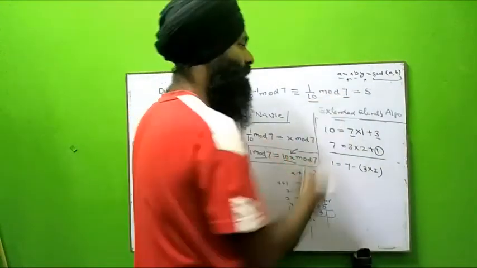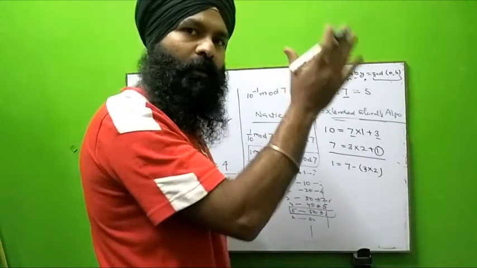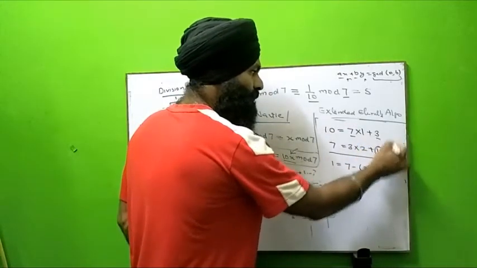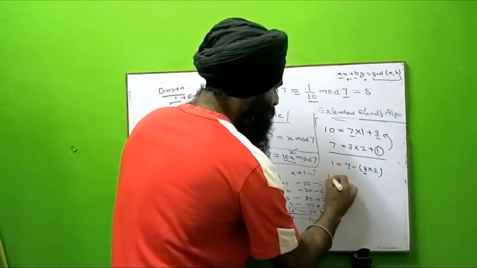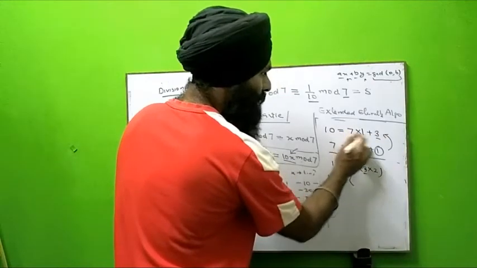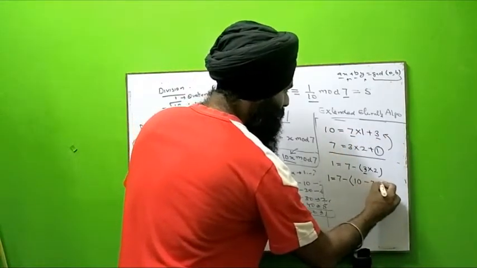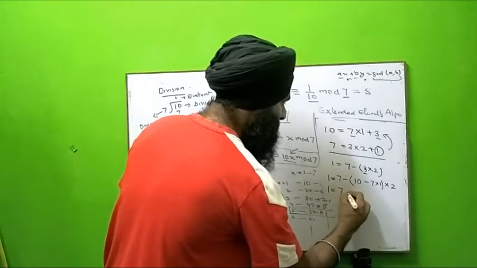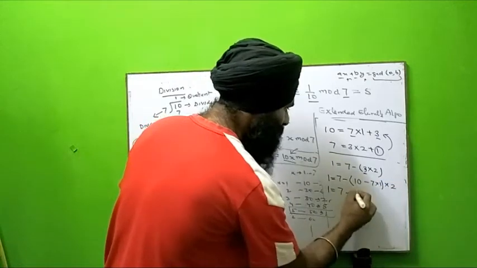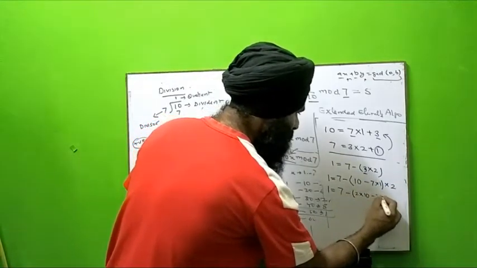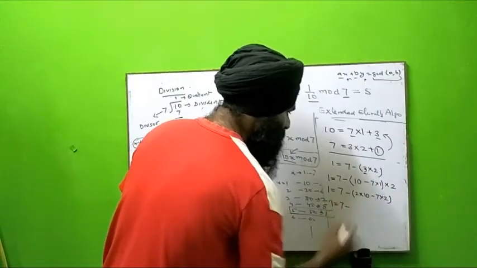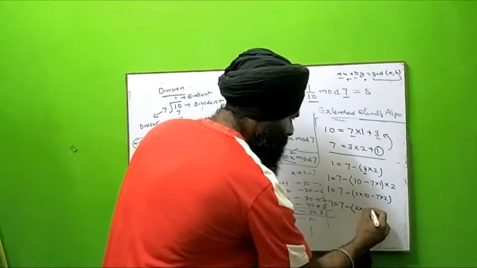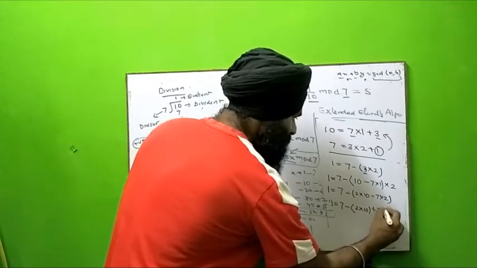So we are exploiting this GCD of A, B. In this case 7 and 10 are co-prime, so we have a GCD of 1, and we backtrack to the original form. Here we have a 3. We are going to put the value for 3 from the above equation. The value of 3 would be 10 minus 7 into 1, so 1 equals 7 minus (10 minus 7 into 1) into 2. First we multiply that: 2 into 10 minus 7 into 2, so that is equal to 7 minus 2 into 10 plus 7 into 2.